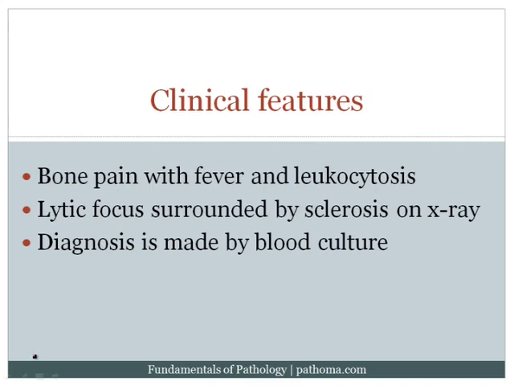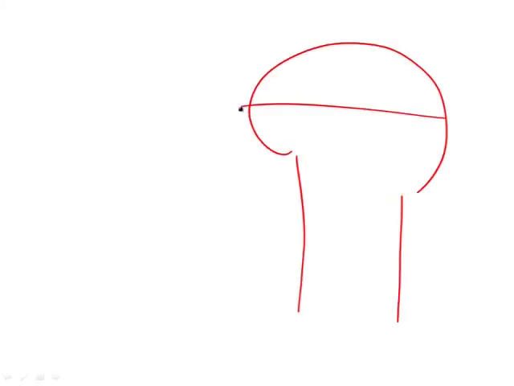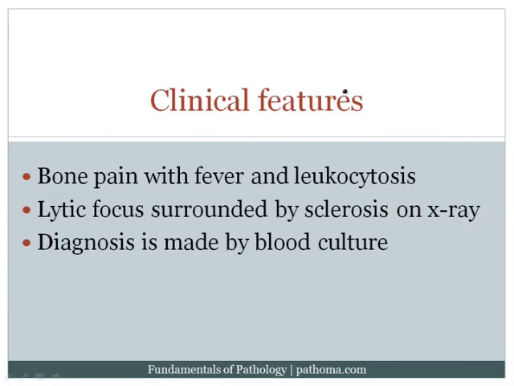The clinical features of osteomyelitis are that you'll have bone pain with fever and leukocytosis. Of course, the patient is infected with a bacteria. The infection results in a lytic focus, which represents liquefactive necrosis, which is surrounded by sclerosis on X-ray. So the idea here is that if this is the bone, and of course in a child it would be in the metaphysis, you'll get an area of necrosis here, and then that will be surrounded by reactive bone, which will then create sclerosis around that area of necrosis. And so that's an important finding on X-ray. Then the diagnosis can be made by blood culture.